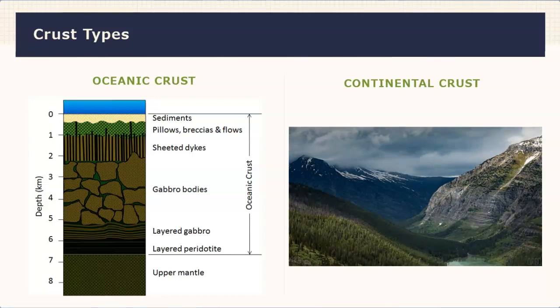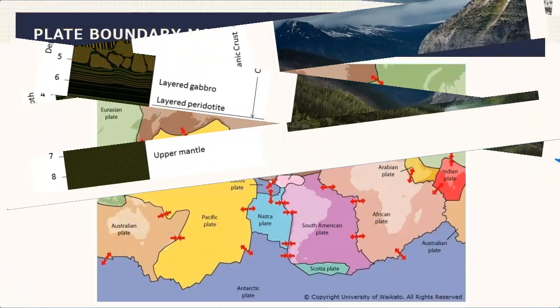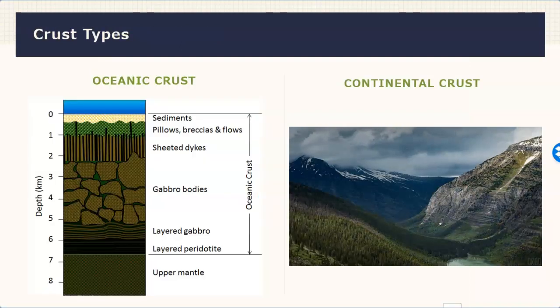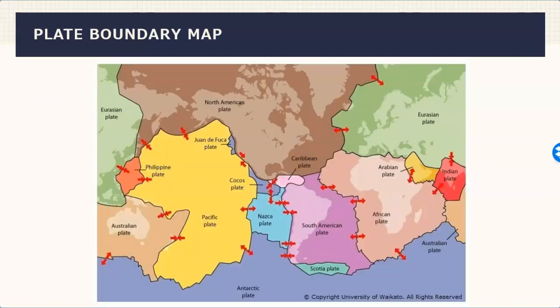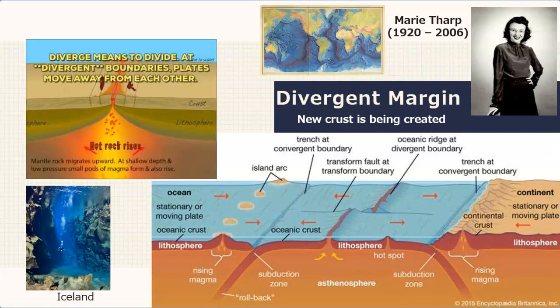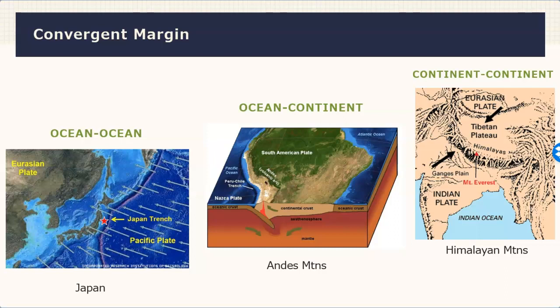There are 7 large plates and many other smaller microplates. Most plates are composed of both oceanic and continental crust, though there are a few plates that are composed of only oceanic crust. Plates move relative to each other at their edges. These edges are called plate boundaries. Plates meet along boundaries that may either be divergent, where new crust is being created as the plates split apart from one another, or they can be convergent, where plates can come together.